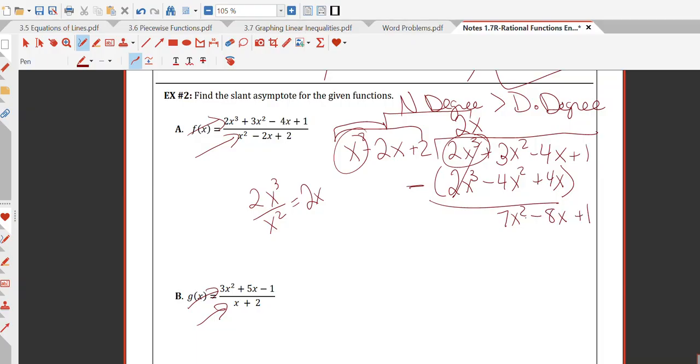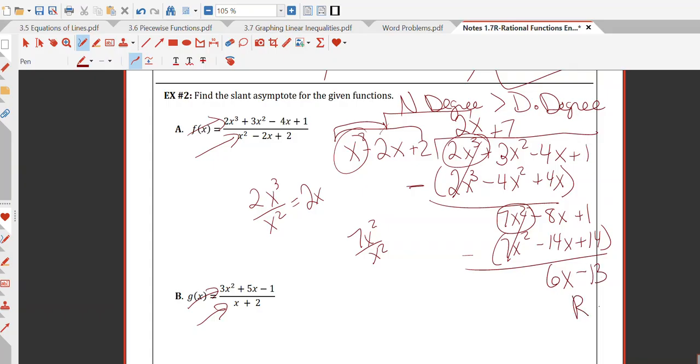And then you're going to kind of repeat that process. I'm going to take the 7x squared now, divided by x squared, and you're going to get 7. And then we're going to multiply that by the outside. 7x squared minus 14x plus 14. And then we're going to go ahead and subtract. That's going to cancel out. This is 6x, and that's minus 13. This is considered the remainder. We ignore that, remember? And the slant asymptote for this occurs at 2x plus 7.